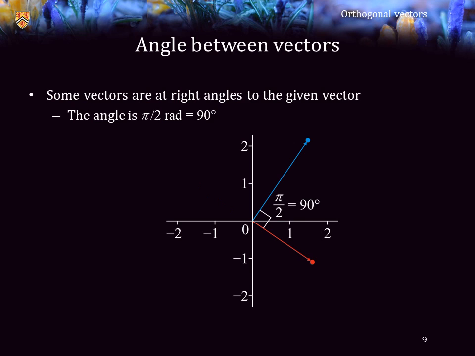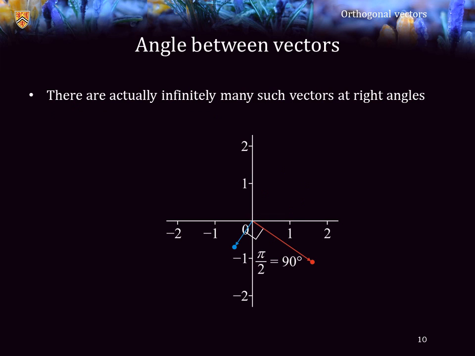Now, some vectors are at right angles to a given vector. So for example, here we see that the angle between these two vectors is indeed 90 degrees or pi over 2 radians. There are actually infinitely many such vectors, and we will be using this quite often throughout this course.